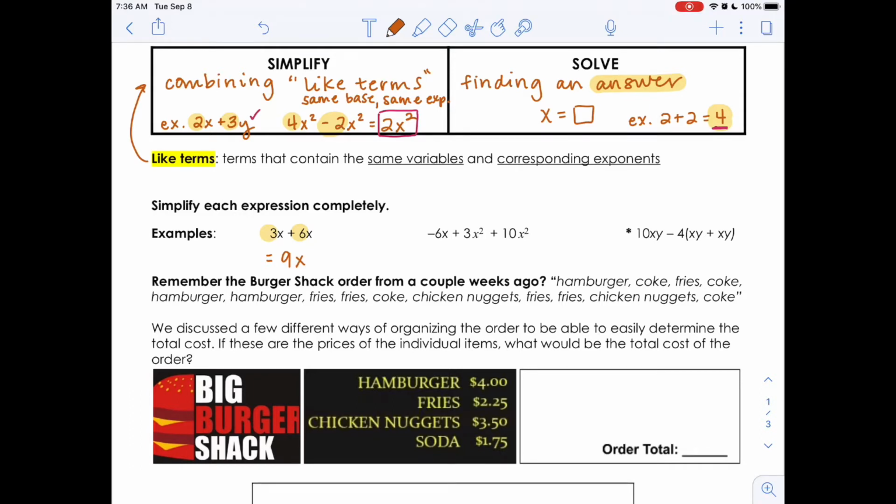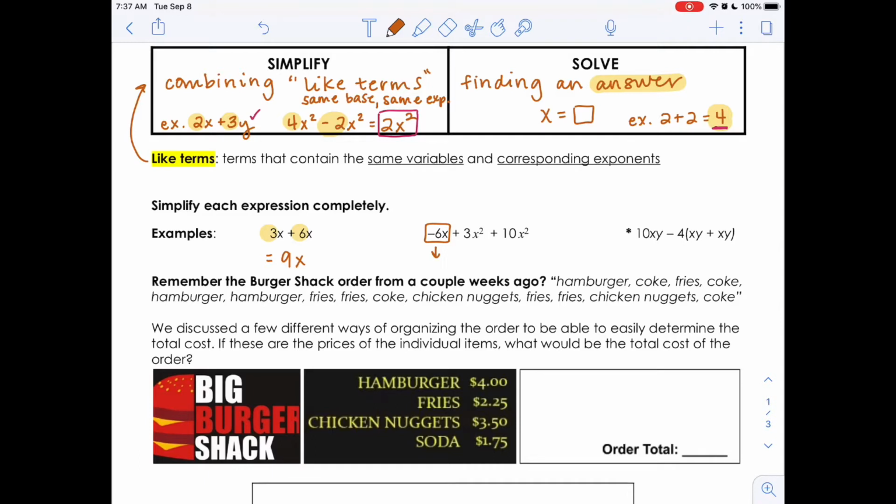Let's take a look at the next one. I have negative 6x plus 3x squared plus 10x squared. So notice I have a couple things going on here. I have the x things, and then I have the x squared things. I actually only have one x thing, so I can't combine it with anything else. It has no like terms. So what's going to happen is this is just going to drop down.